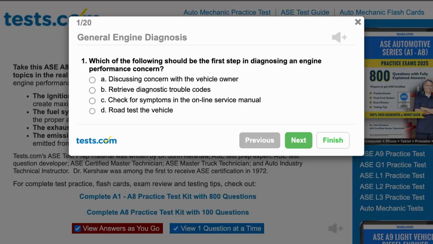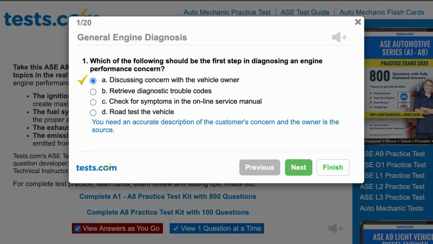General Engine Diagnosis. Question 1. Which of the following should be the first step in diagnosing an engine performance concern? A. Discussing concern with the vehicle owner. B. Retrieve diagnostic trouble codes. C. Check for symptoms in the online service manual. D. Road test the vehicle. A. Discussing concern with the vehicle owner. You need an accurate description of the customer's concern, and the owner is the source.